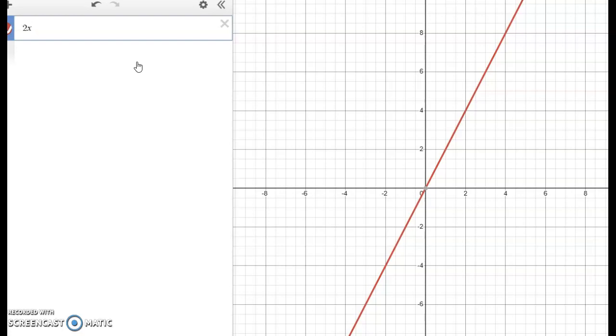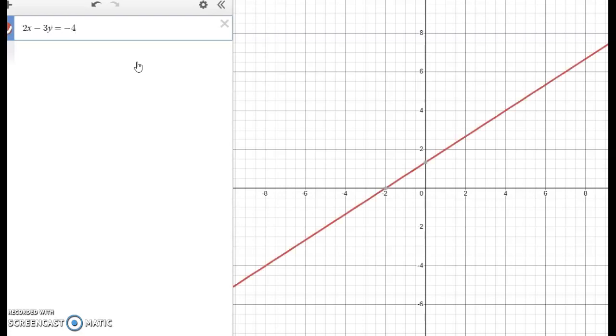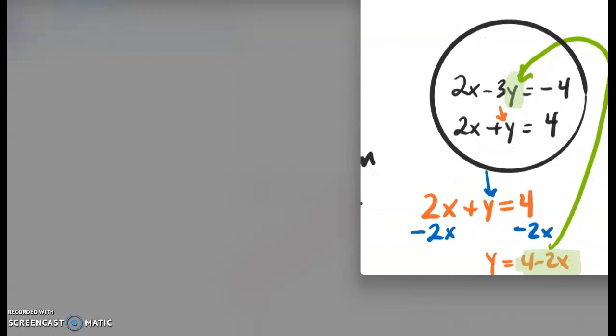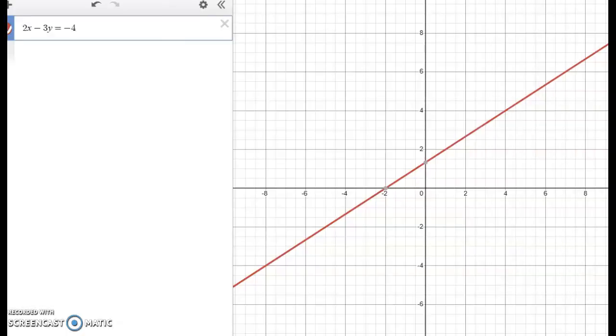So right now I am putting in the equation. Now, if you're using a TI-84, TI-83, you'll have to solve the equation for y. Our system, let me remind you of what our system was. Let me pull over the whiteboard. This was the system that we're looking at. The 2x minus 3y is equal to -4, and the 2x plus y is equal to 4.